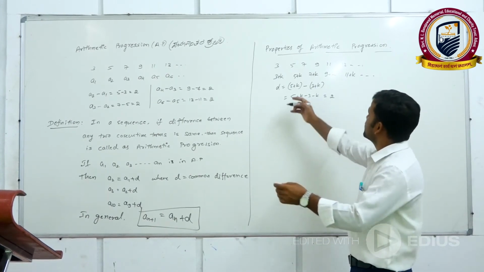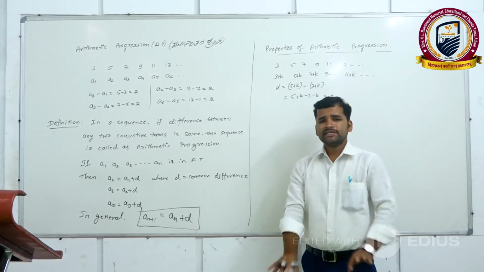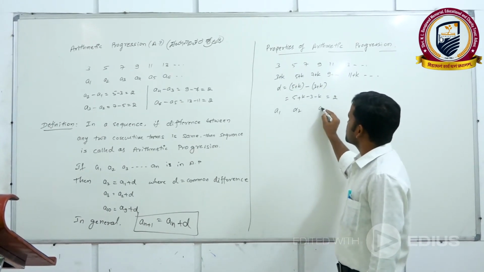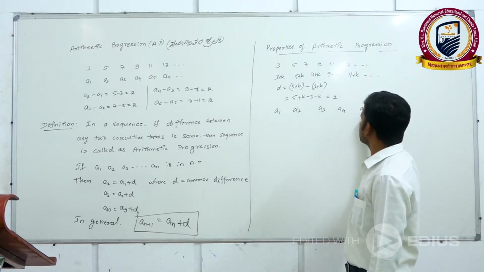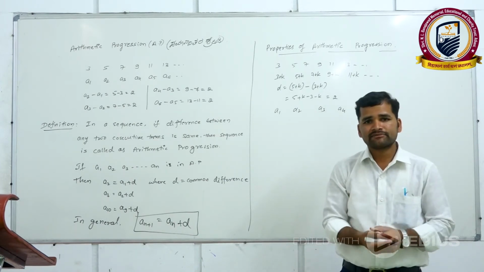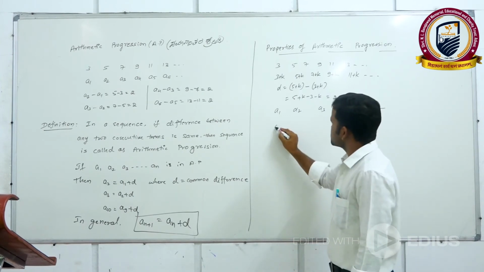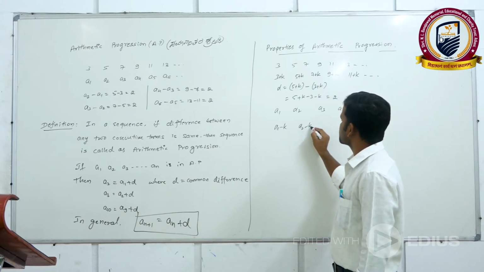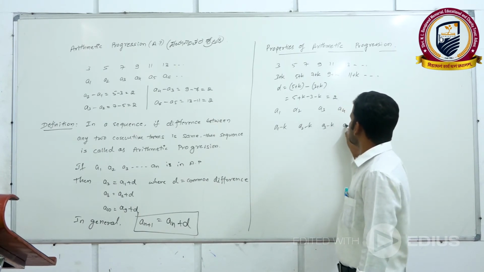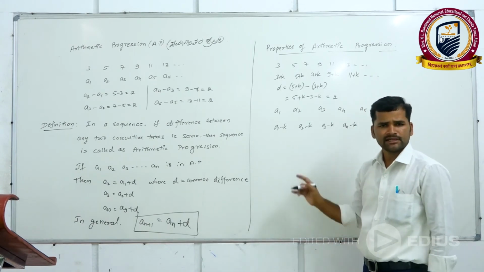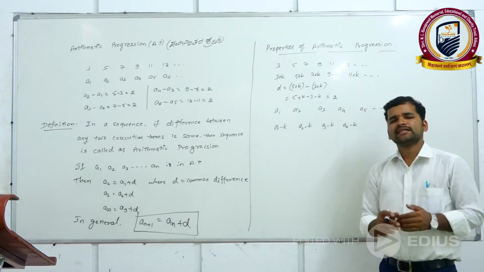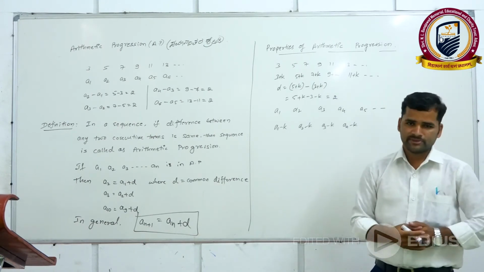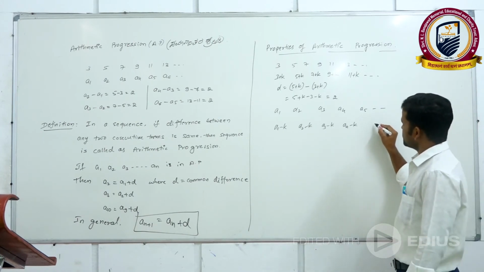Second property: let me subtract a constant from each term of the given AP. Let me take in general A1, A2, A3, A4, A5, so on. If a constant is subtracted from each term, the resulting sequence will be A1 minus K, A2 minus K, A3 minus K, A4 minus K. Now you check the common difference here. Again that difference will be the same, meaning the difference between any two consecutive terms will be the same. These will be in AP only.